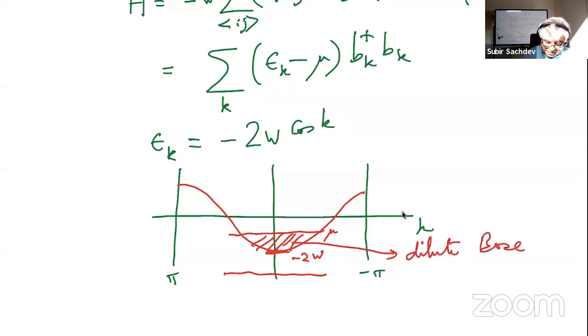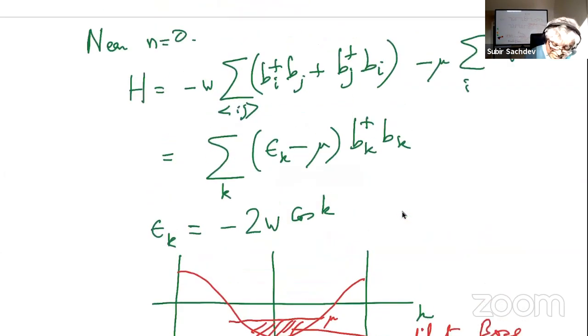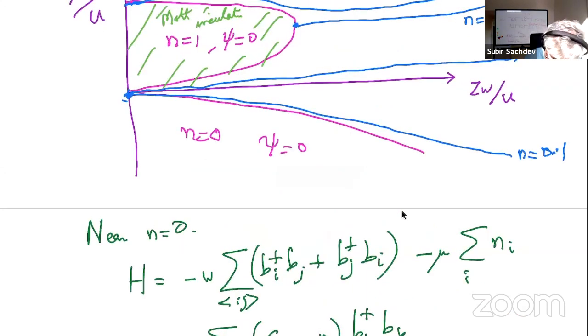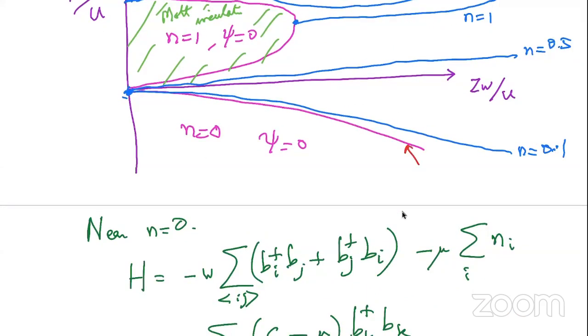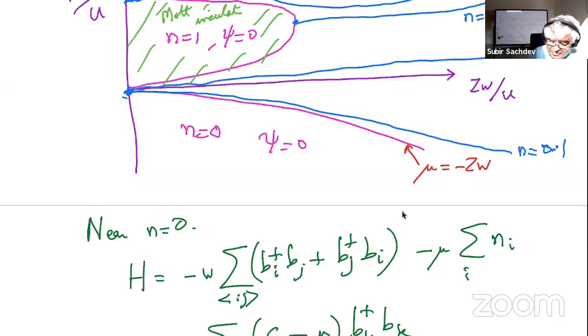So we have an exact result, at least in one dimension. Actually, this in any dimension will become Z. So this result here, this line is just mu equals minus ZW. Z is the coordination number.